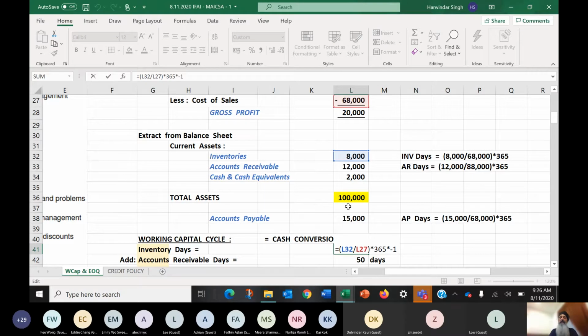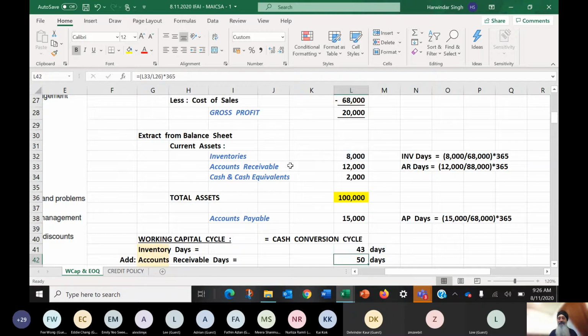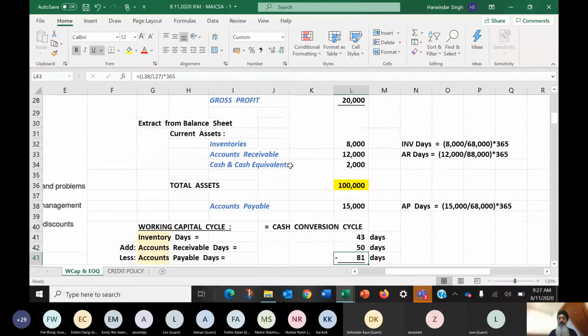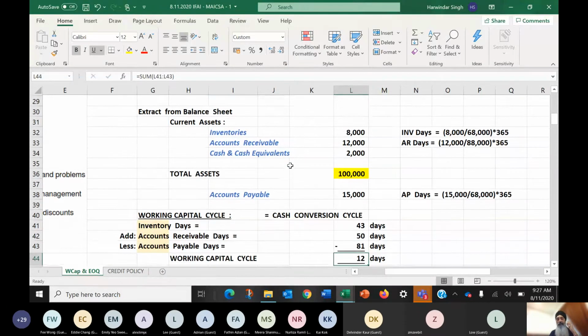I had to multiply by -1 here because my cost of sales is minus. That's an Excel worksheet thing. When you do this manually, you don't have to, because you know that you're measuring days. And the same thing for accounts receivable: 12,000 divided by 88,000, the sales, times 365. And then of course you have your accounts payable days the same way.